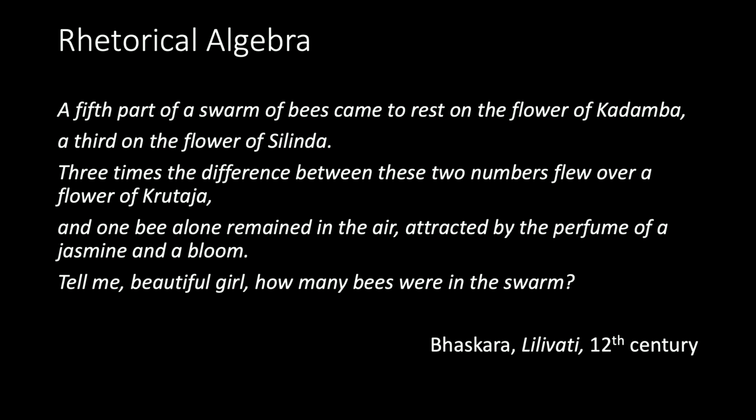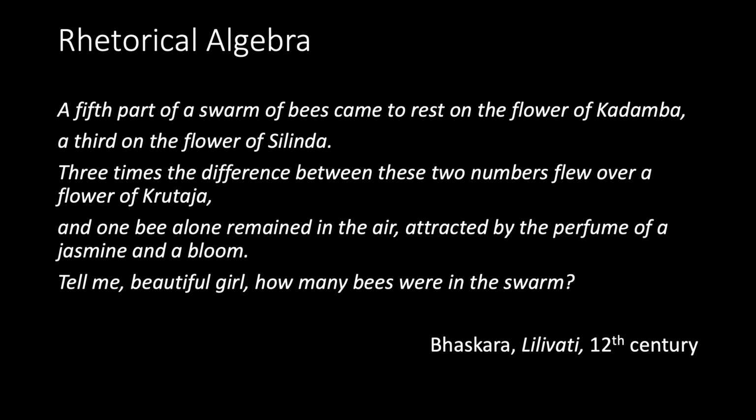So it's about a swarm of bees, and a fifth part of them comes to rest on one flower, and then 3 times the difference between that and the third of it flew to another flower, and then there's one bee alone remained in the air, attracted by the perfume of a jasmine and a bloom. Tell me, beautiful girl, how many bees were in the swarm? So this is a very poetic description of a problem, it's all in words, and the solution is given also in words. So, yes, it's algebra, but there are no symbols yet involved. So it's not symbolic algebra, it's rhetorical algebra.